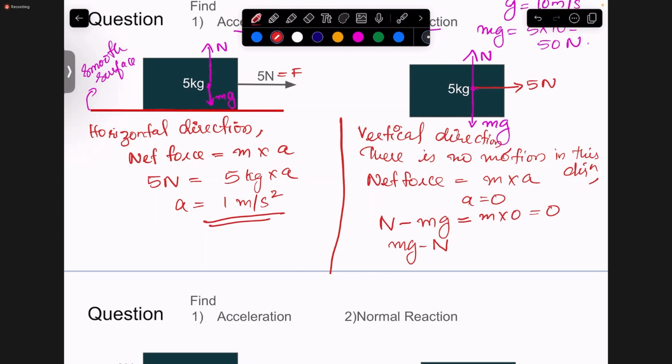So N minus mg equal to 0, or mg minus N equal to 0. That means N equals mg. Mg we have found to be 50 Newton. So the normal reaction is equal to 50 Newton.